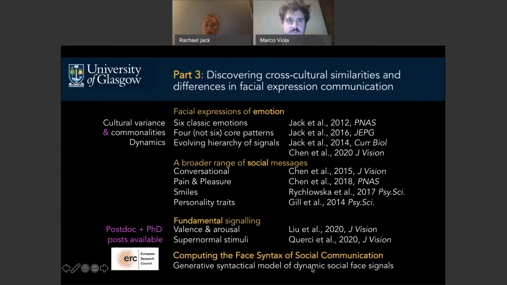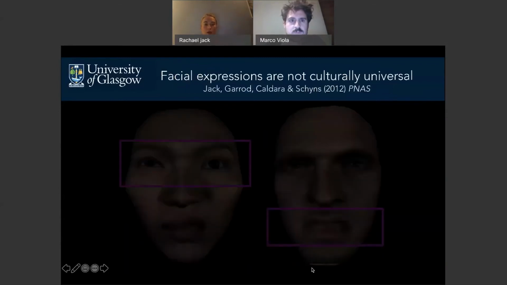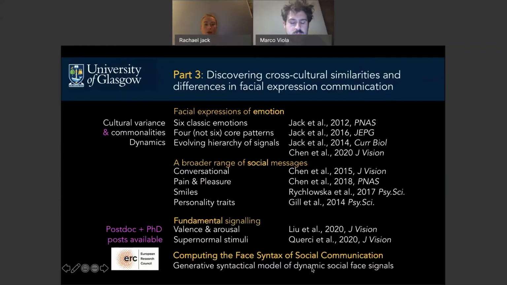So what I would like to do now is to run through some of the main results from the lab using this method. I should also point out there's a postdoctoral position and a PhD post available in the lab associated with this ERC project. Okay, so I would also just like to highlight something important, is that we're really interested in cultural variance and commonalities. We want to know the full picture rather than just one or the other. And so I'll show you some results which speak to cultural variance, but also cultural commonalities.